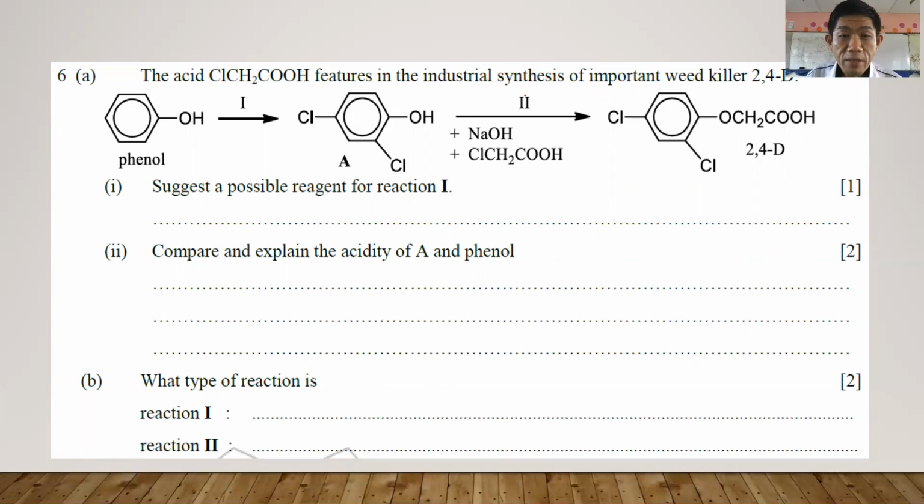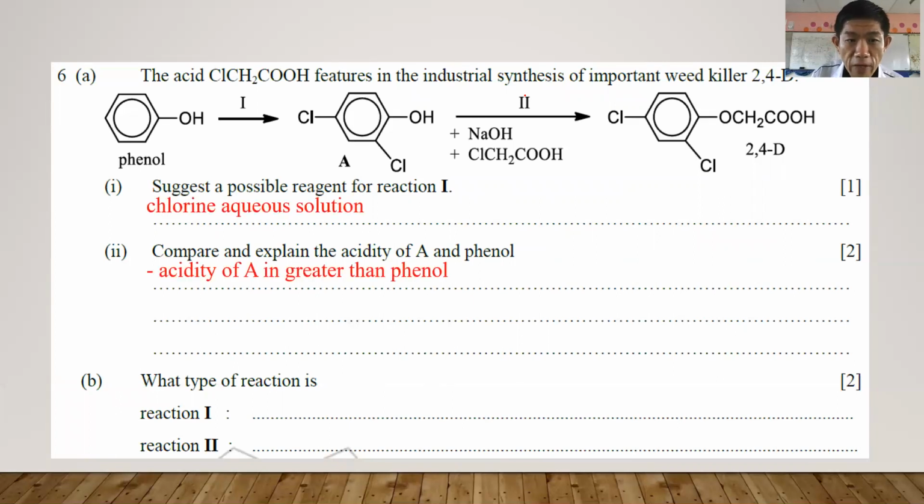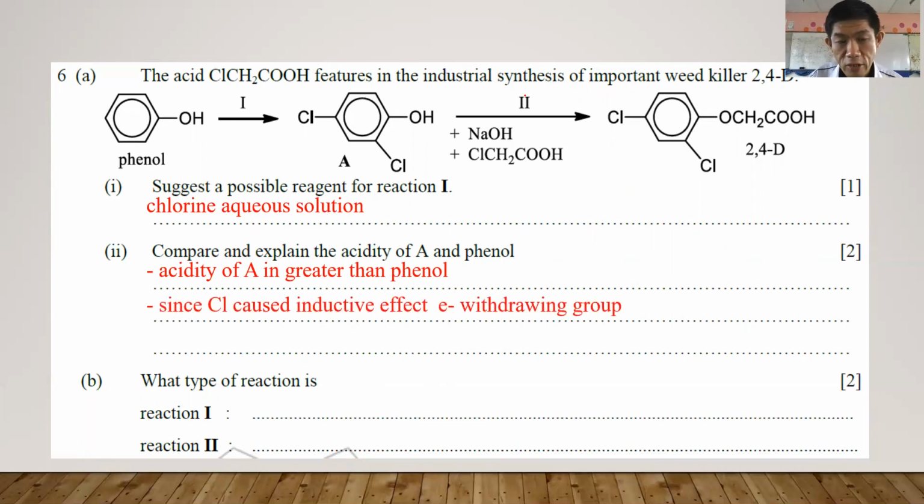Number 2, compare and explain the acidity of A and phenol. What is the difference? Because in phenol, you only have this phenol. But A in here, you have Cl. The Cl, which is an electron withdrawing group, will increase the acidity of the phenol. So the acidity of A is greater than that of phenol because chlorine causes an inductive effect, an electron withdrawing effect, so it increases the acidity.